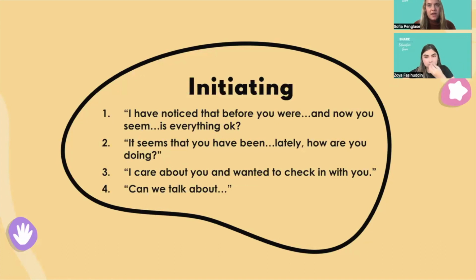With these goals in mind, how can we initiate these conversations? It might be a stressful step, but there are some useful ways to initiate these conversations. Some examples are, I have noticed that before you were blank, and now you seem blank. Is everything okay? It seems that you have been fill in the blank lately. How are you doing? I care about you and wanted to check in with you. Can we talk about? Regardless of how you choose to initiate this conversation, it's important to remember to express your care and support for your friends. Focus on identifying behaviors, not labeling the relationship or the individuals, and provide space for your friend to discuss how they've been feeling and what support would be best for them.